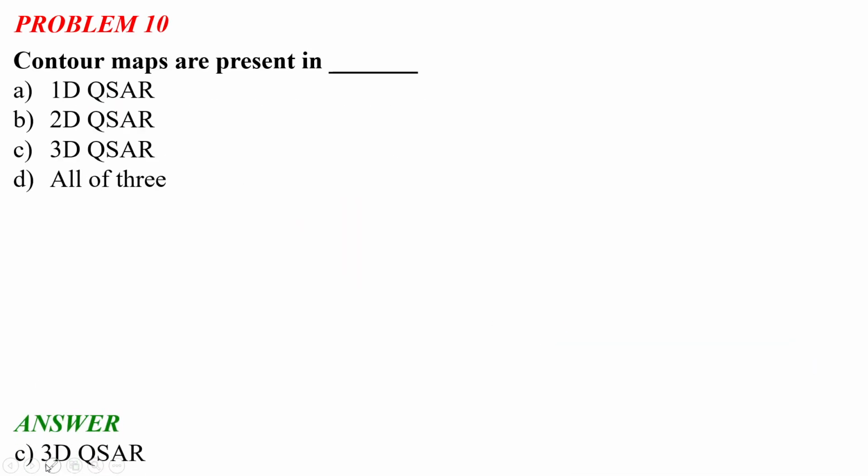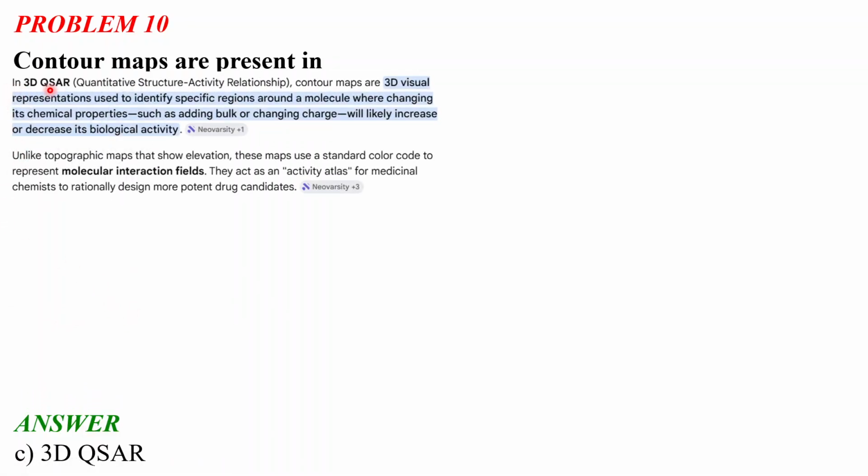The correct answer is actually number C, the 3D QSAR, where the contour maps are present. So the 3D QSAR, or quantitative structure activity relationship, contour maps are the 3D visual representation used to identify the specific regions around the molecule where changing its chemical properties, such as adding bulk or changing charge, will likely increase or decrease the biological activity. Unlike the topographic maps that show the elevation, this map uses a standard color code to represent the molecular interaction field. They act as an activity atlas for the medicinal chemist to rationally design more potent drug candidates.